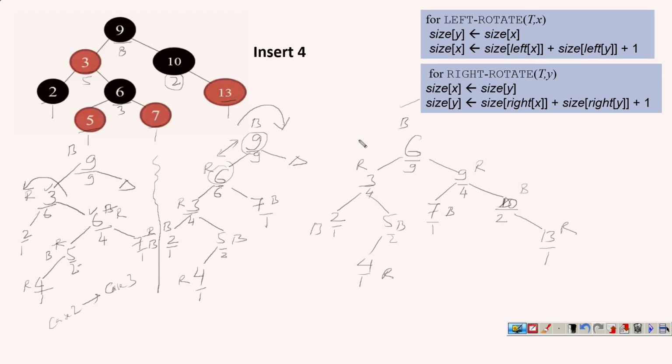This is a red black tree, and also this is an order statistics tree. Actually, we are inserting in the order statistics tree, so you can verify that total nodes are 9: 1, 2, 3, 4, 5, 6, 7, 8, 9. This is 9 here as the size, and also you can check this is 4, because 1, 2, 3, 4, and this is 4, 1, 2, 3, 4. So we are done with the insertion.